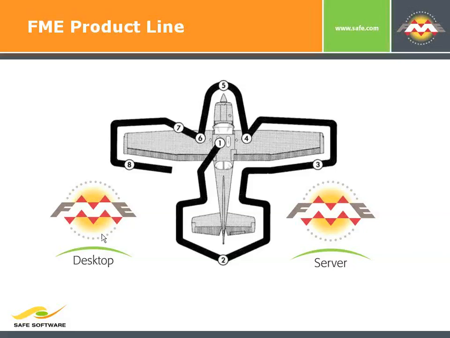FME Desktop is our primary product. It allows you to inspect data, author translation scripts, and run those translation scripts. FME Desktop is also the authoring environment for FME Server. FME Server allows people to run FME translation scripts from a web page without having FME Desktop installed on their own computer. It can also do a lot more, but we'll leave it at that for now.